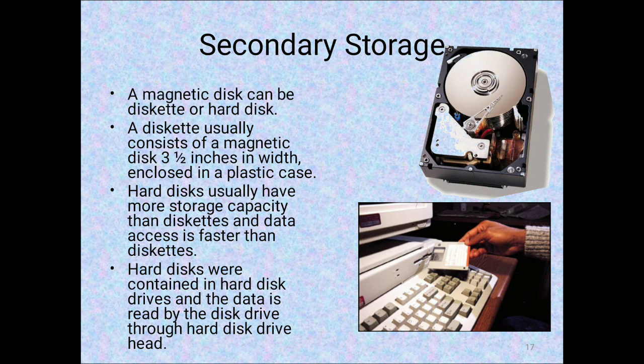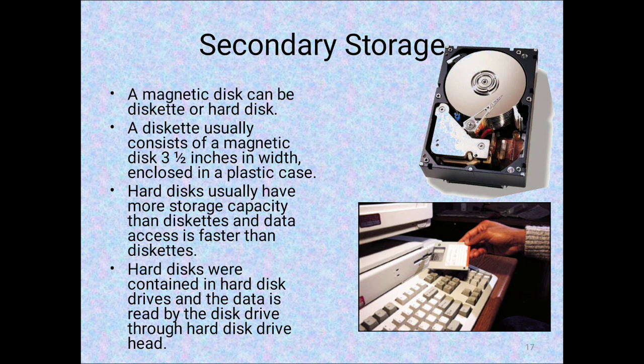Magnetic disk. Here, the magnetic disk contains a magnetic material coating on the disk, and on that the data will be stored. A disk usually consists of a magnetic disk 3.5 inch in width, enclosed in a plastic case. I am talking about the floppy disk and hard disk.